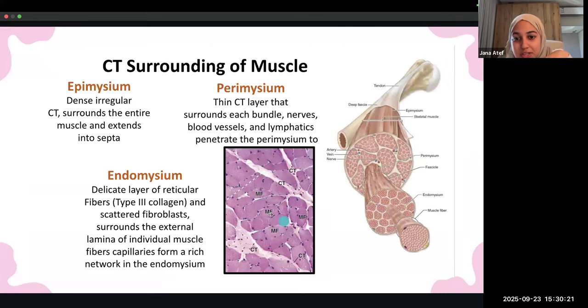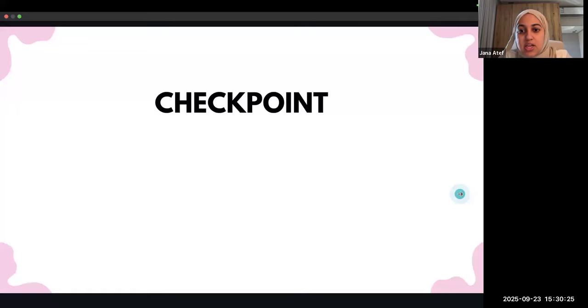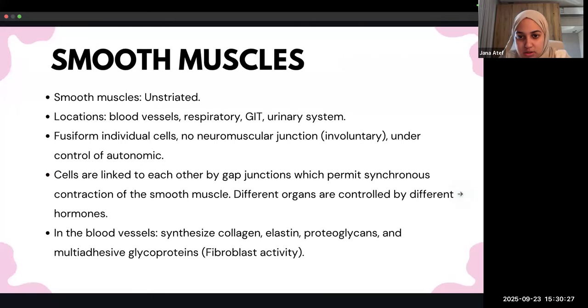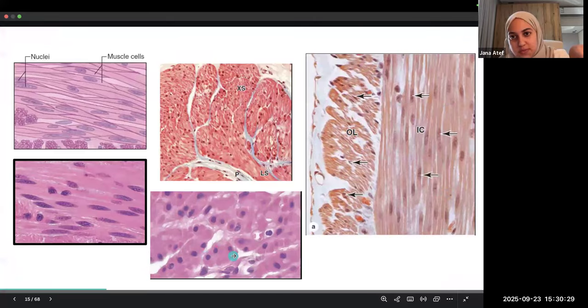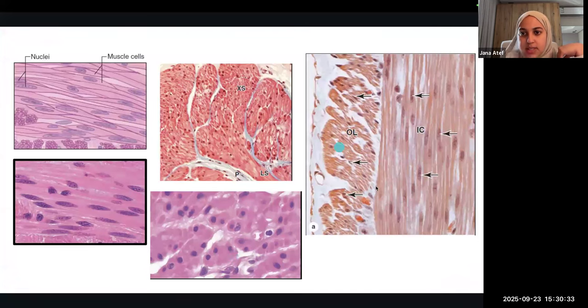Right here. Look at the nucleus. It's pushed to the side. You see a nucleus pushed to the side, that's a skeletal muscle. You see a nucleus that's in the middle, where is it? Here, this is a smooth muscle. You get it? Let me see a chart. Yeah. So if the nucleus is in the middle, it's a smooth muscle. If the nucleus is pushed to the side, it's a skeletal muscle.